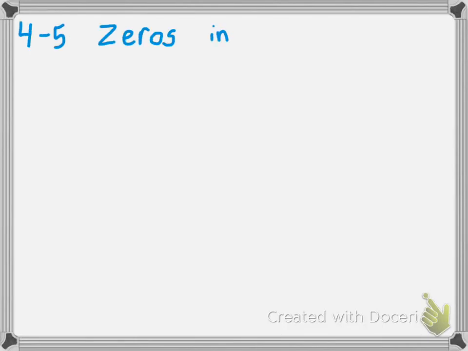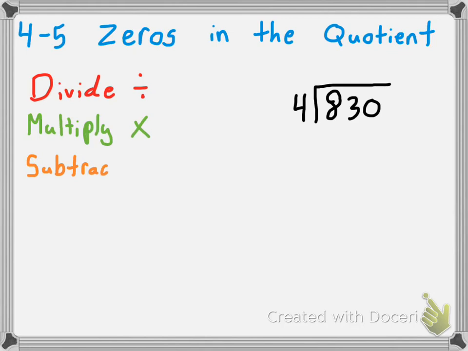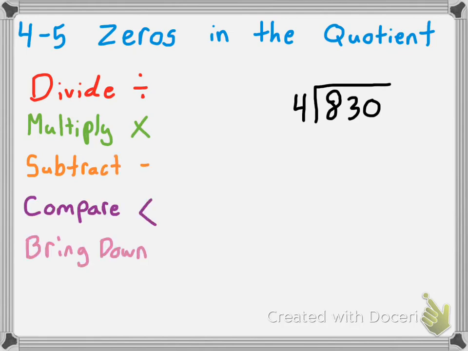Lesson 4-5 is zeros in the quotient, and it's pretty quick, so we're just going to do one example, and then we'll move on to your homework. So if I have 830 divided by 4, I'm going to use the same steps as I had in 4-4 when I do my long division: divide, multiply, subtract, compare, and bring down. So let's start with divide.